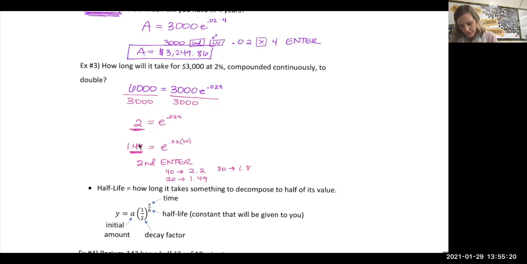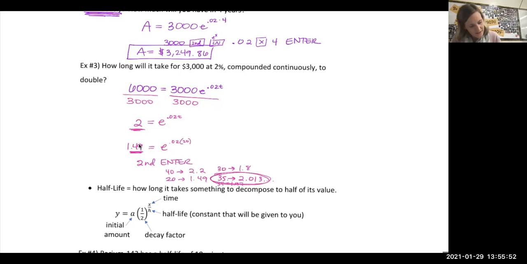Try 35. Second enter, change that to 35. I get 2.013. Okay, so that's pretty stinking close to 2. Try 34 just to check. Second enter, 34. That's 1.97. Okay, so this is our winner because that's where we passed the 2 threshold.